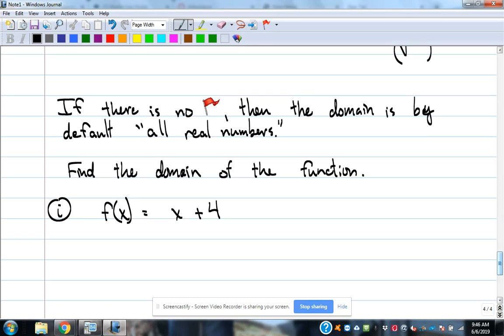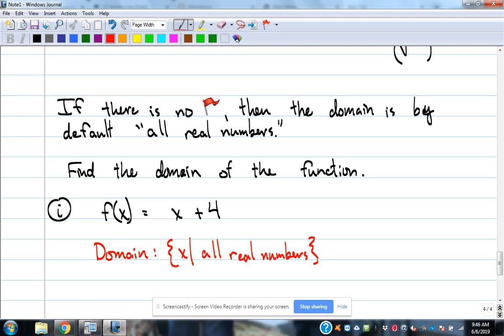If there are no red flags, then the domain is going to be that default: all x's, all real numbers. We wrote this earlier. No red flags, the domain's all real numbers.